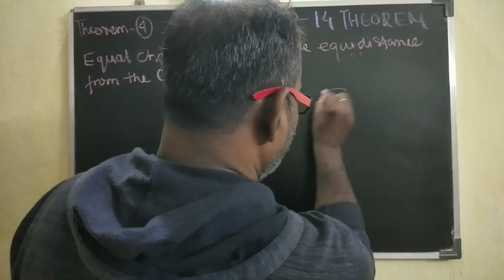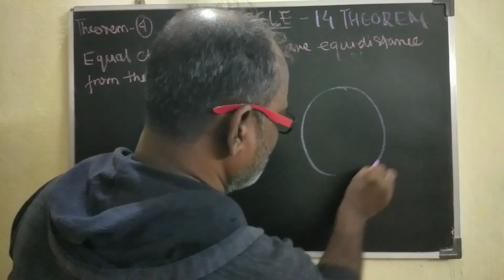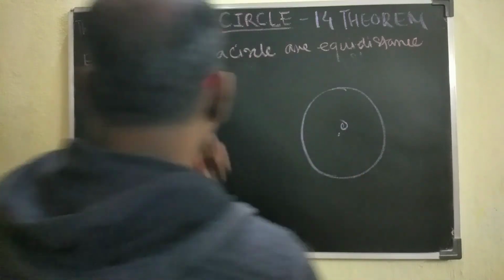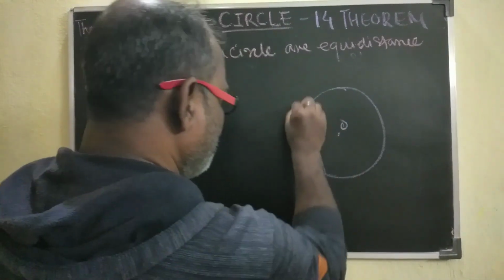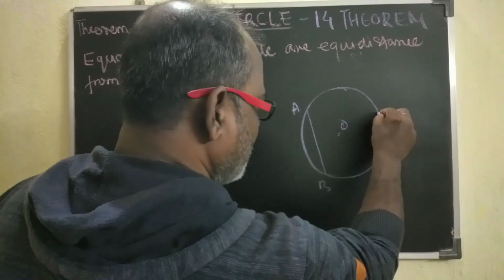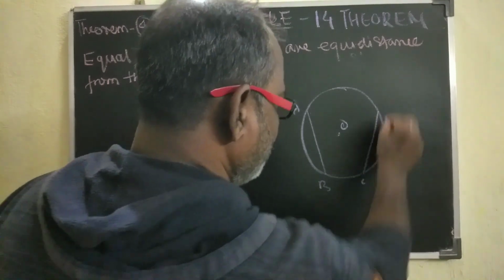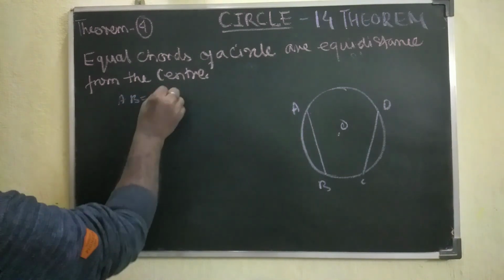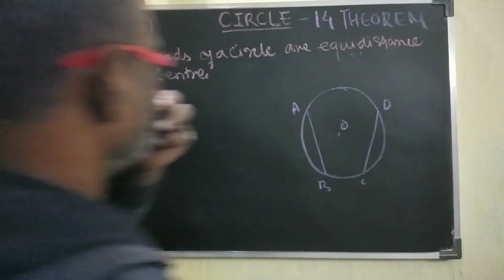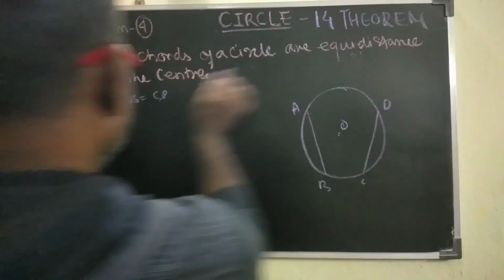Let's draw a circle here with center O. Now the theorem says equal chords. Let this be AB and this be CD. Now they said that AB equals CD. Equal chords are equidistant from the center.